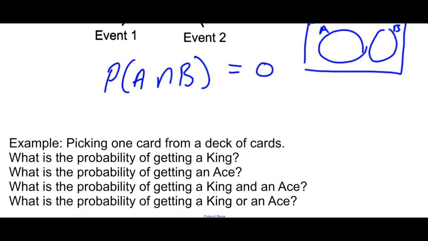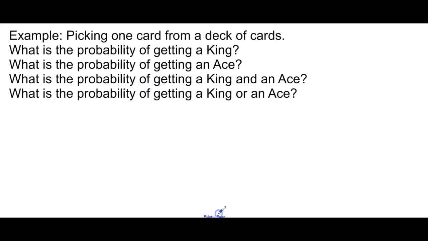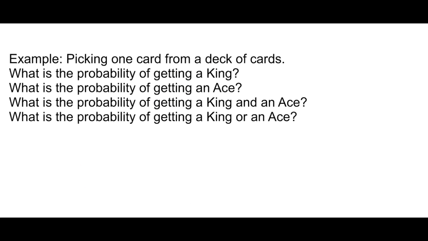Let's look at a quick example, because I don't think we did many examples at last class. I don't think we did anything at all. We're picking one card from a deck of cards, so they have 52 cards. Remember, we're going to be using decks of cards a lot. What is the probability of getting a king? There's 4 kings, so it's going to be 4 out of 52.